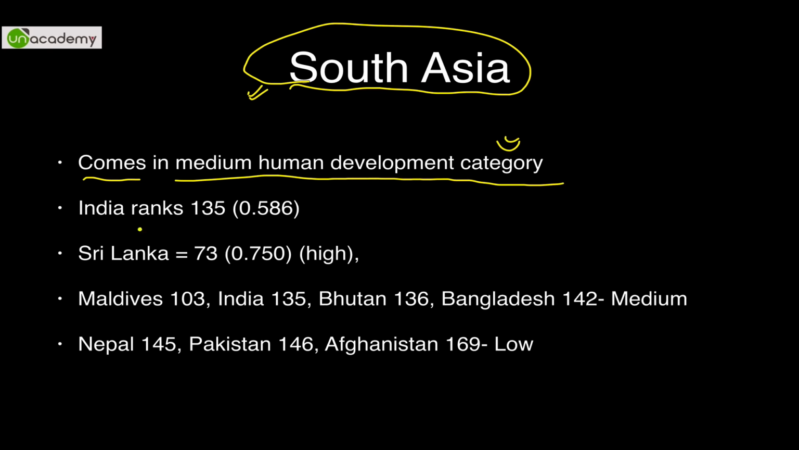Is that understood? India ranks 135 with an HDI of 0.586. Let's compare to our neighbors. Sri Lanka is at 73, which is a high-ranked country. Okay, can you see 0.75? Despite having very few resources, it is at a very high level.